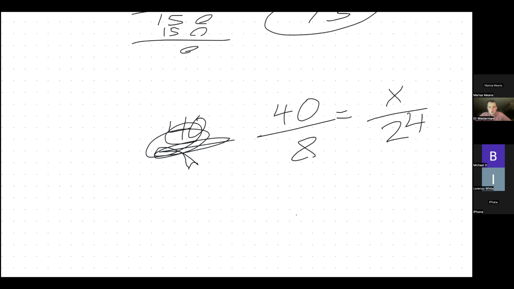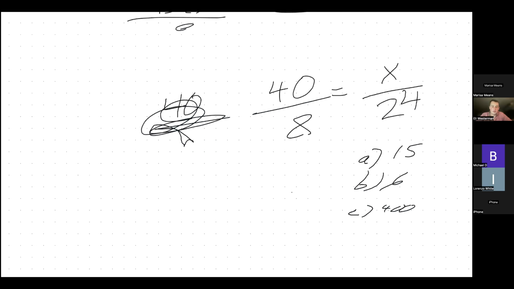Okay, so answer A is going to be 15. Answer B is 6. Answer C is 400. Answer D is 120. So now I want you all to put your answers here.